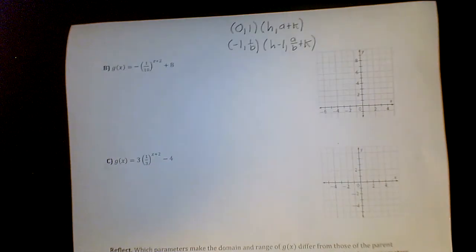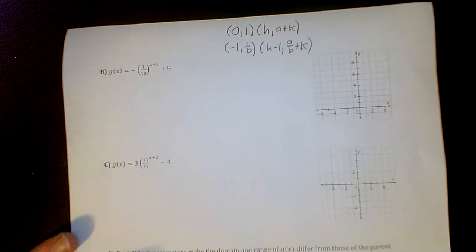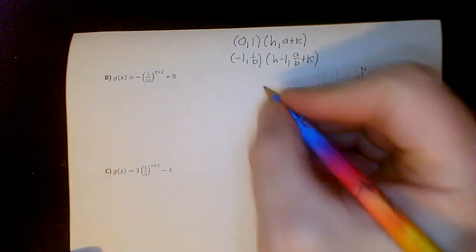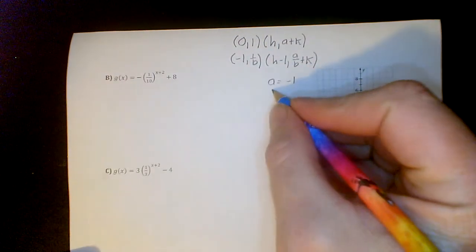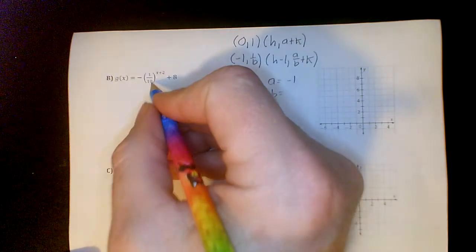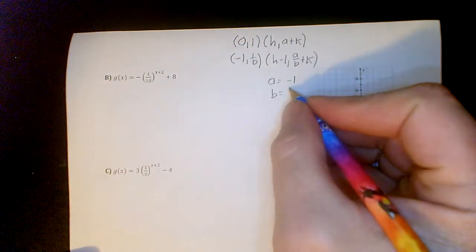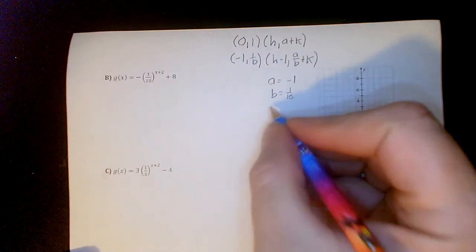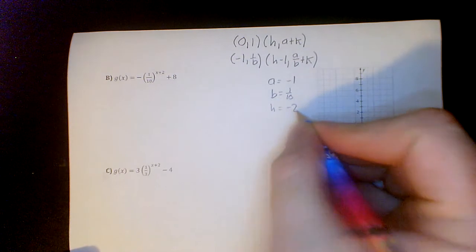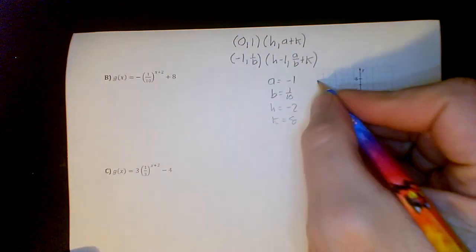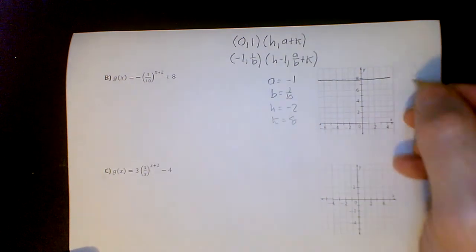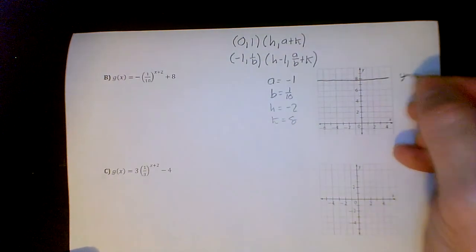Alright, we got another guy here. We're just gonna do what we did before. I'm gonna list my A, which you can see here is -1. I'm gonna list my B, which you can see right here is going to be 1/10. That's the B. My H we can see is -2, the opposite of that. And my K equals 8. We're going to go ahead and draw a horizontal asymptote at y equals 8.